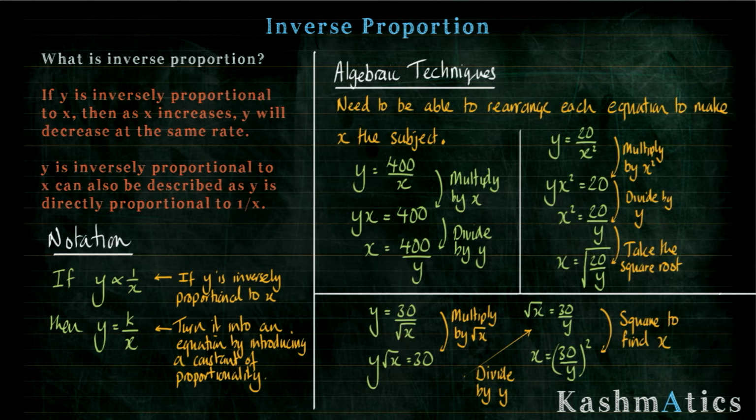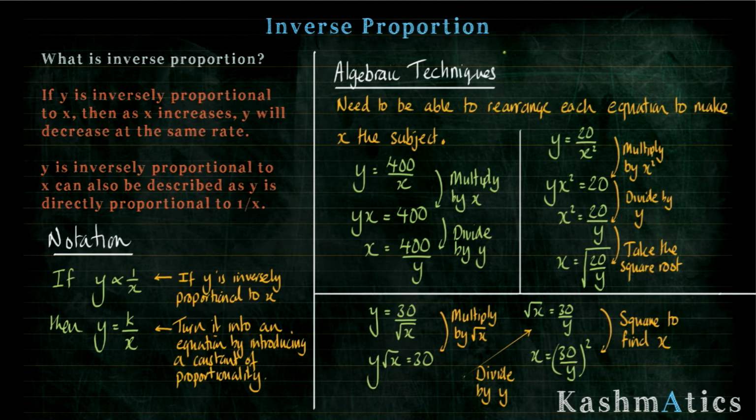Before I do an example, I just want to have a look at some notation and some algebraic techniques. So y is inversely proportional to x is written as y, with this proportional symbol, and 1 over x. So the 1 over x is important. Now if I want to turn that into an equation, I need to introduce what's called a constant of proportionality. So this becomes y equals k over x. Now if it's inversely proportional to x squared, it'll be k over x squared. And if it's inversely proportional to the square root of x, it'll be k over the square root of x. So bear that in mind.